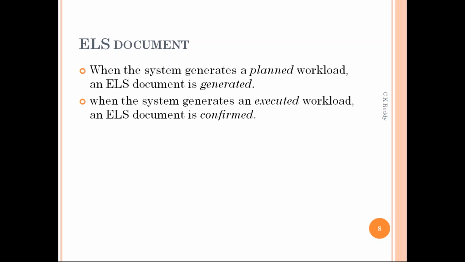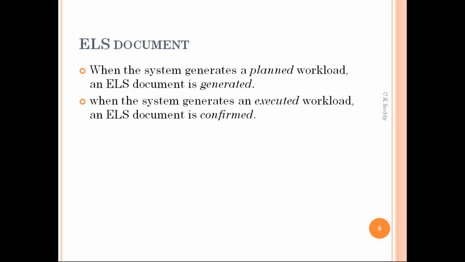When the warehouse order is generated, one planned workload document will be generated within the system. Once after confirming that warehouse order, that record is turned into an executed workload. These are called ELS documents. Is the ELS document generated for all the steps? Are these planned workload records and executed workload records generated for all the steps?